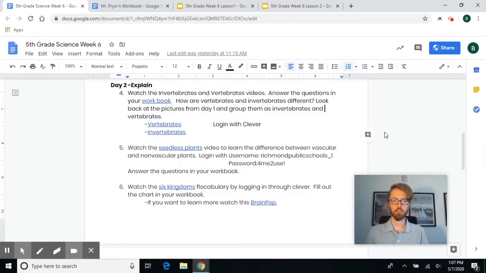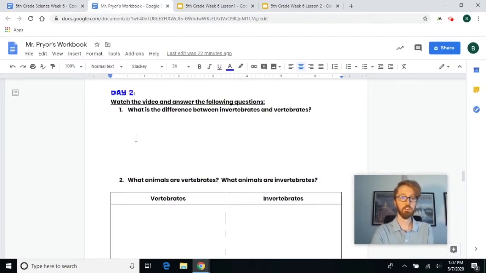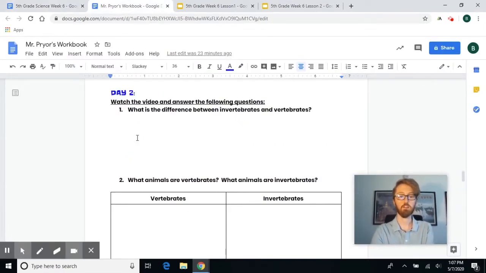Let's start our lesson by explaining what vertebrates and invertebrates are. Like we talked about in the vocabulary preview, vertebrates have a backbone or spine, and invertebrates do not. Make sure to open up your workbook, scroll down to day 2, and be ready to answer these questions. What is the difference between invertebrates and vertebrates? And what animals are vertebrates and what animals are invertebrates?